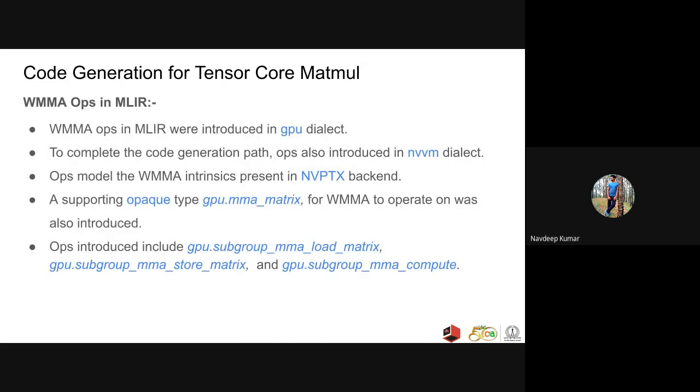The whole design of the pipeline basically started with the design of the WMMA ops, which were absent from MLIR in the first place. These WMMA ops are a one-to-one mapping with the WMMA intrinsics present in the NVPTX backend, which are in turn one-to-one mapped with the WMMA functions provided by the WMMA API from NVIDIA. So these three ops, gpu.subgroup_mma_load_matrix, store_matrix, and mma_compute, were added, supported by an opaque type gpu.mma_matrix, which was added to support the operations that these ops provide.